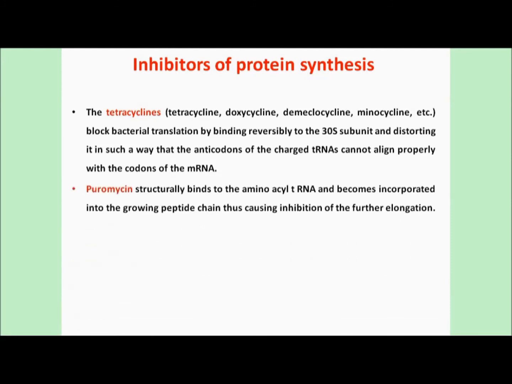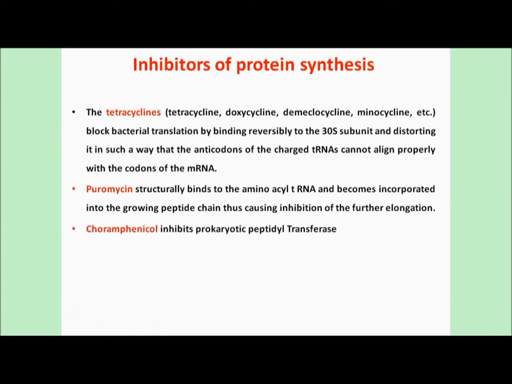Moreover, another drug example is puromycin. It structurally resembles the aminoacyl tRNA, and afterwards it becomes incorporated into the growing peptide chain, thus causing the inhibition of further elongation. Thus it cannot produce more of the protein, because once the drug binds to the aminoacyl tRNA, it will get incorporated into the protein sequence, or you can say amino acid sequence.